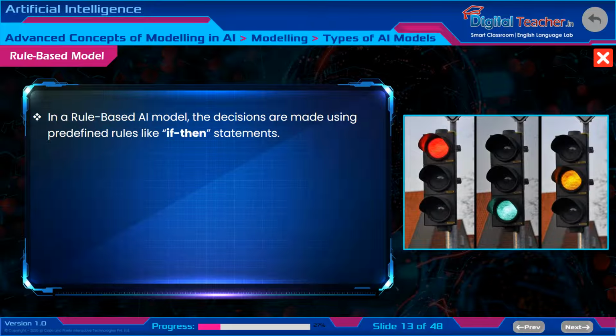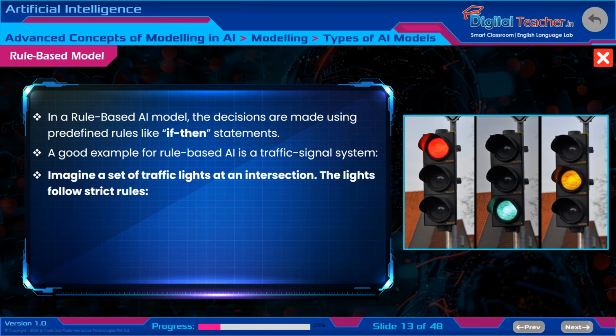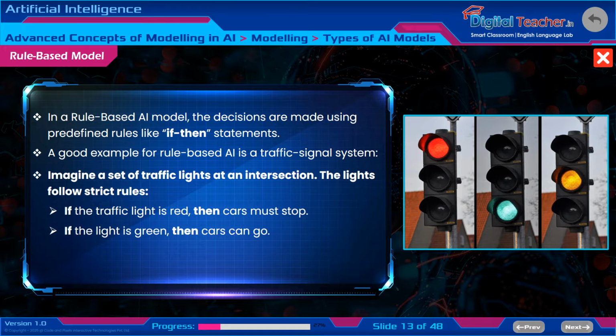In a rule-based AI model, the decisions are made using predefined rules like if-then statements. A good example for rule-based artificial intelligence is a traffic signal system. Imagine a set of traffic lights at an intersection. The lights follow strict rules. If the traffic light is red, then cars must stop. If the light is green, then cars can go. If the light is yellow, then cars should slow down.